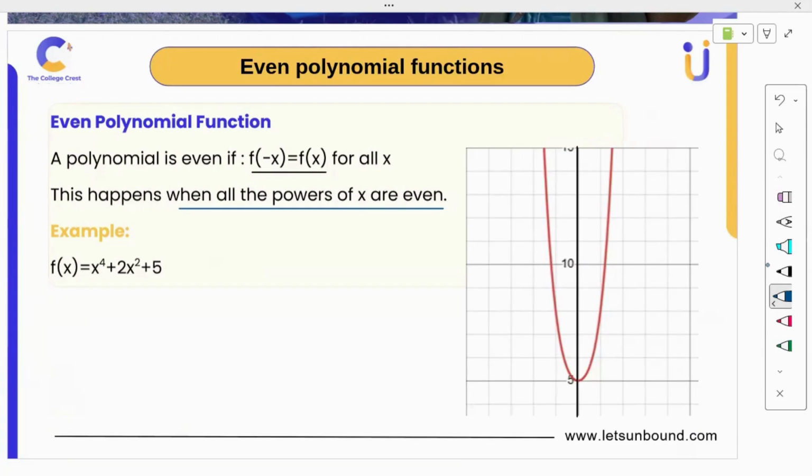Here, for example, f of x is x to the power 4, then the cube is missing, so no odd powers. The next term is x squared, and the x to the power 1 term is missing, because that is an odd power. And then 5 is considered an even power term, because we can write it as 5 x to the power 0, and 0 is even. So this is all about even polynomial functions, and graphically it has one significant feature.